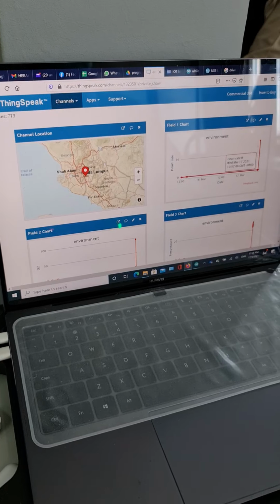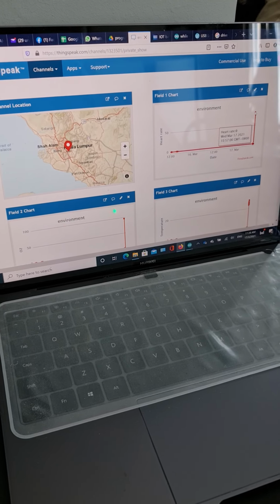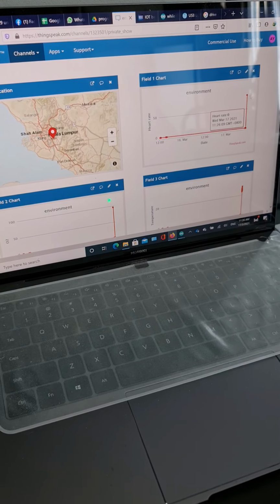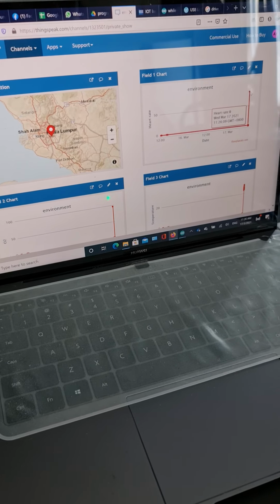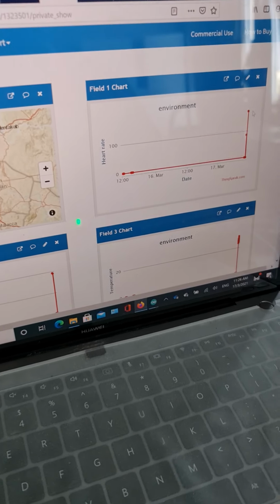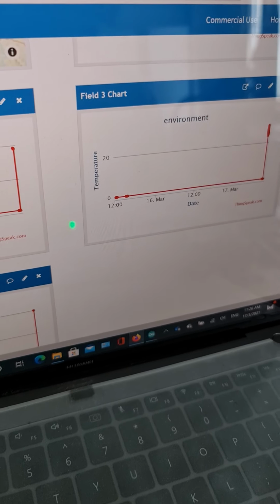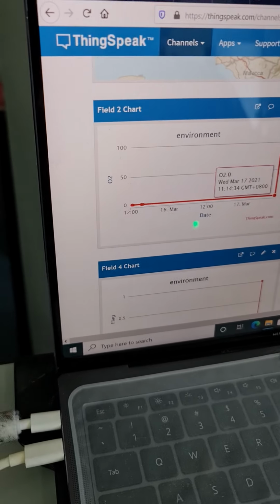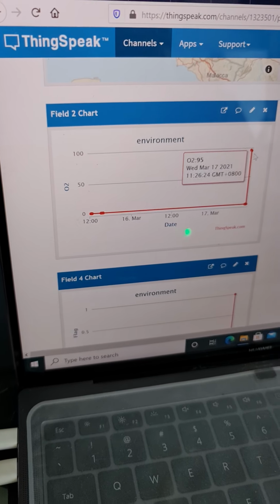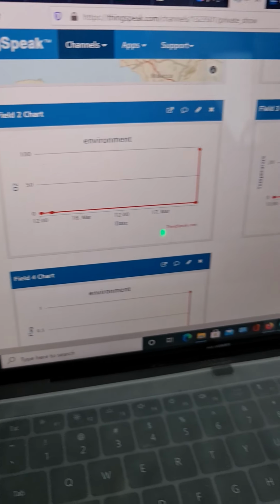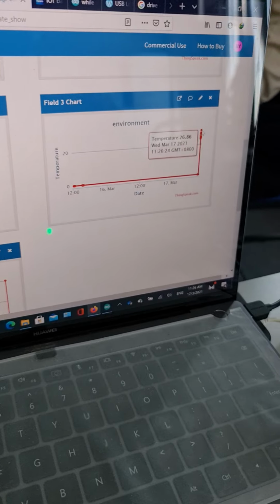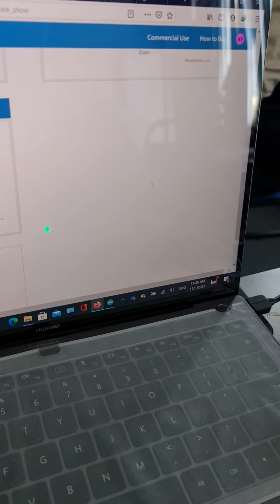And then we see over the internet, on TeamSpeak, this is the value now. My heart rate is somewhat high. Right. This is the heart rate, and this is the oxygen level, close to 100, 99%. And the temperature is about 28 degrees now. And then this is the panic button.